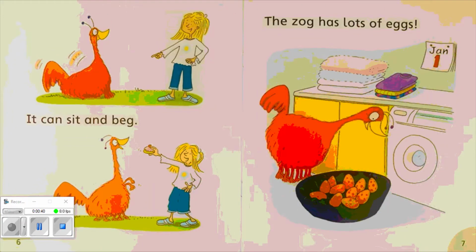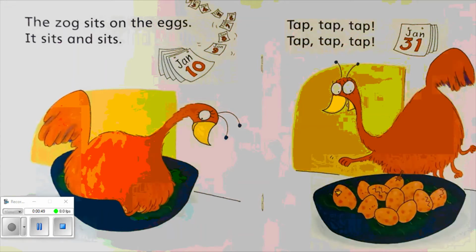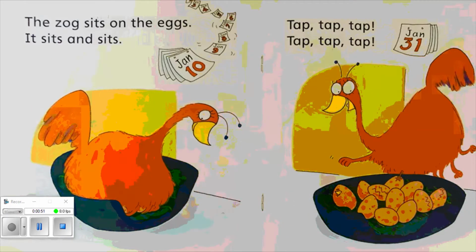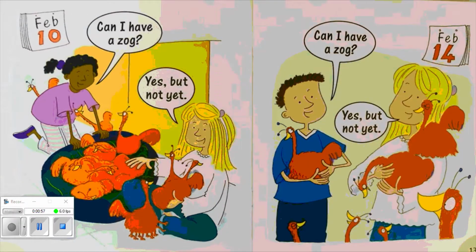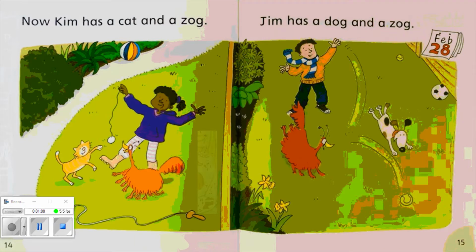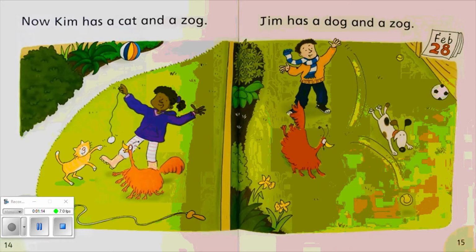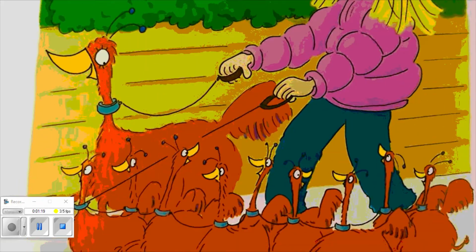The zog has lots of eggs. The zog sits on the eggs. It sits and sits. Tap, tap, tap, tap, tap, tap. Lots of zogs. Can I have a zog? Yes, but not yet. Can I have a zog? Yes, but not yet. Now Kim has a cat and a zog. Jim has a dog and a zog. And Viv has 10 zogs.